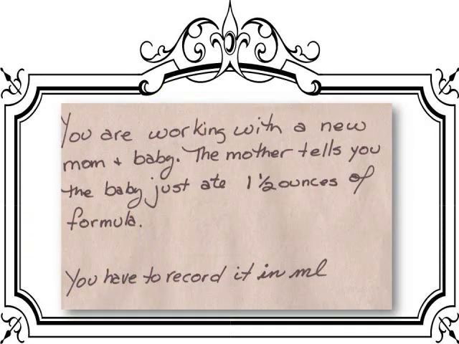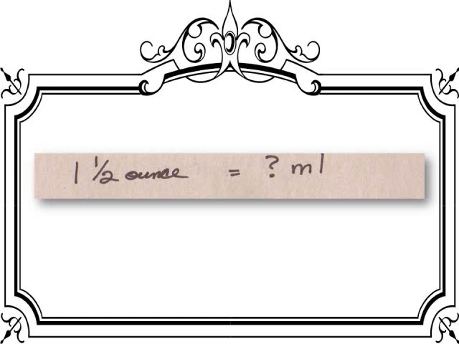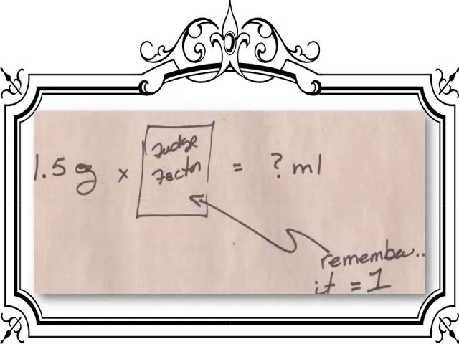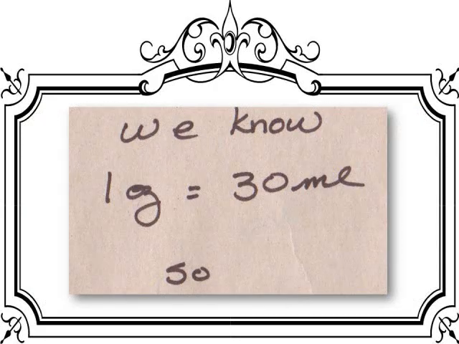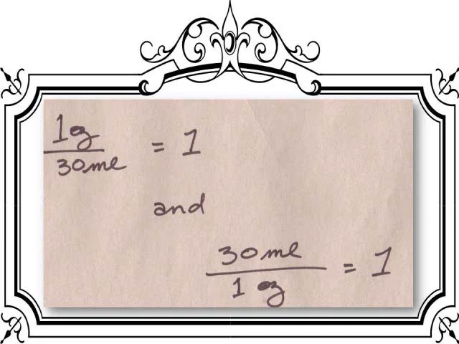Okay, you're working with a new mother and baby, and the mother tells you that the baby just ate 1.5 ounces of formula. You've got to record it, but you have to record it in milliliters. How many milliliters is 1.5 ounces? So let's switch that to 1.5 ounces, and we got to put a fudge factor in there, and we'll get the answer in milliliters. We know that 1 ounce equals 30 milliliters. So 1 ounce over 30 milliliters equals 1, and 30 milliliters over 1 ounce equals 1.